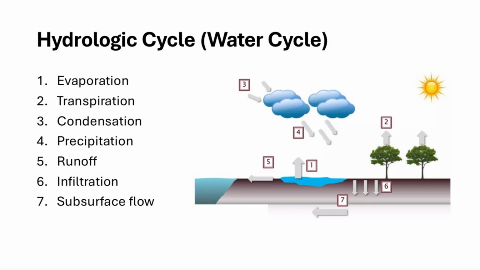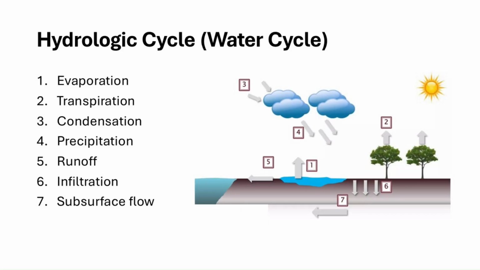The second process in the hydrologic cycle is transpiration. Now you see, water evaporates from the ground, but also water is present in the leaves of trees and plants. That also is evaporated with sun, and that happens with transpiration. Next step is condensation. All this evaporated water will come together and be condensed and become clouds.